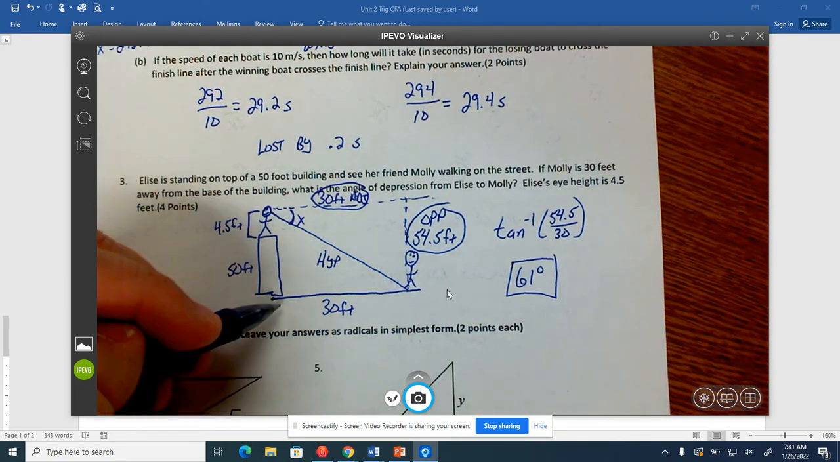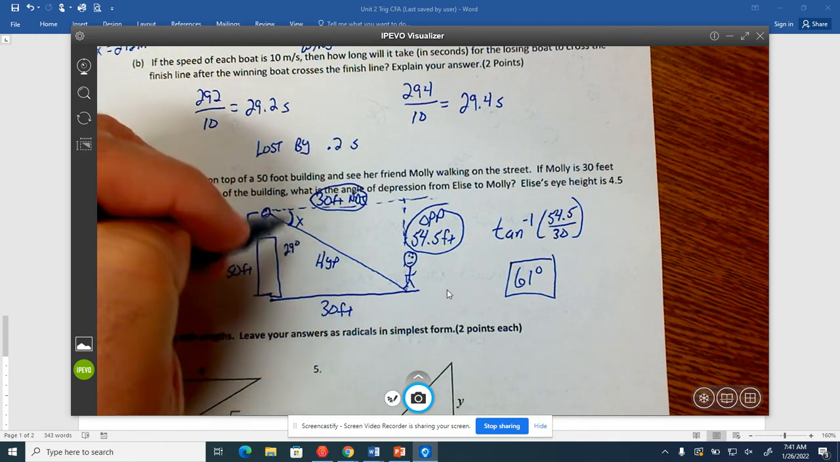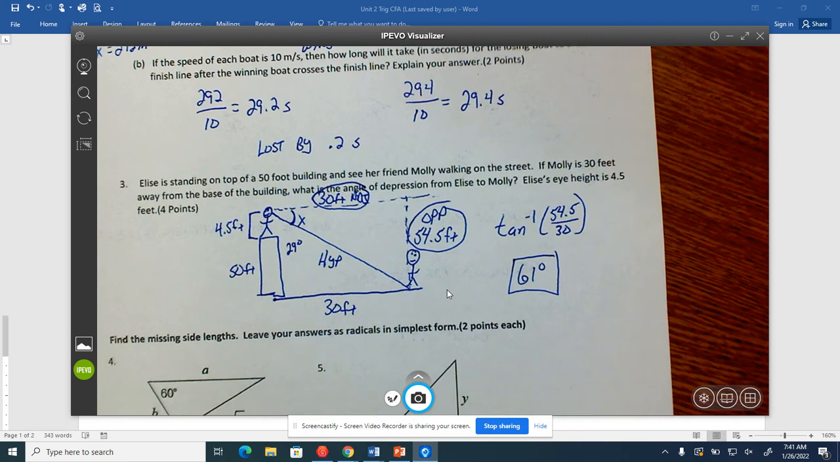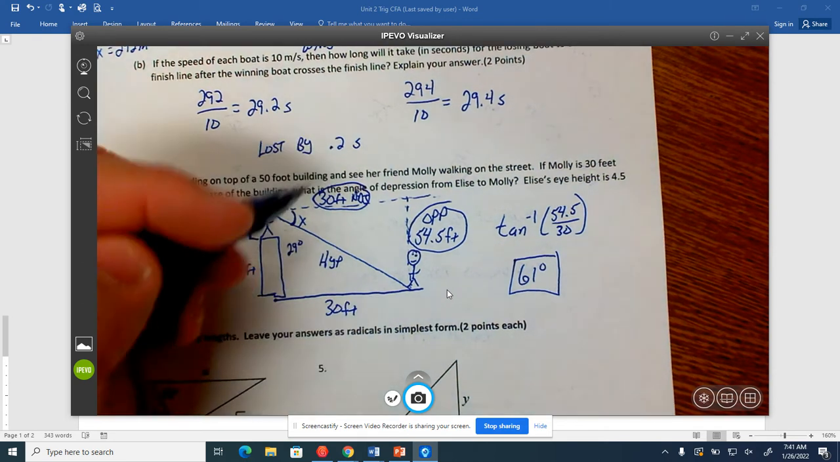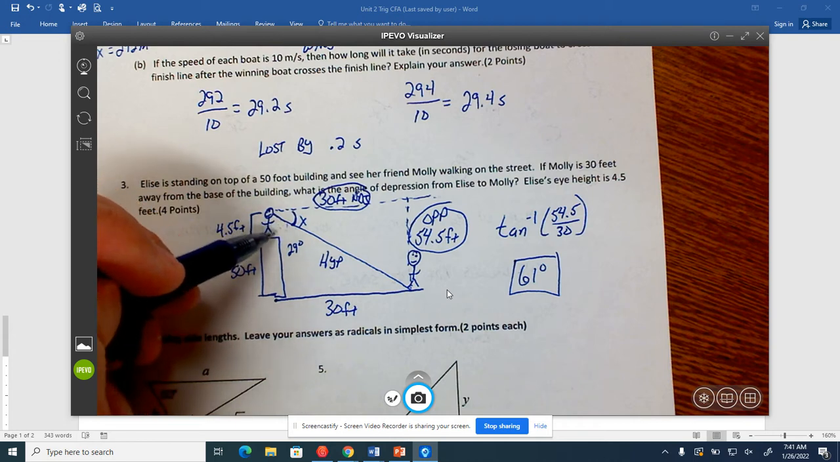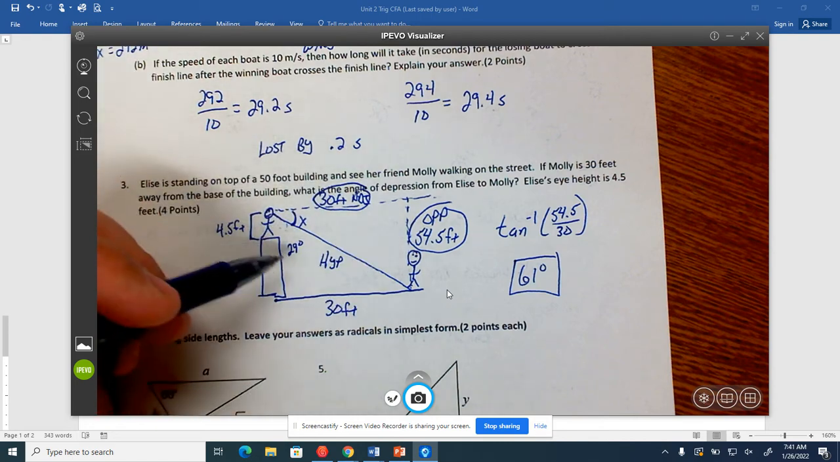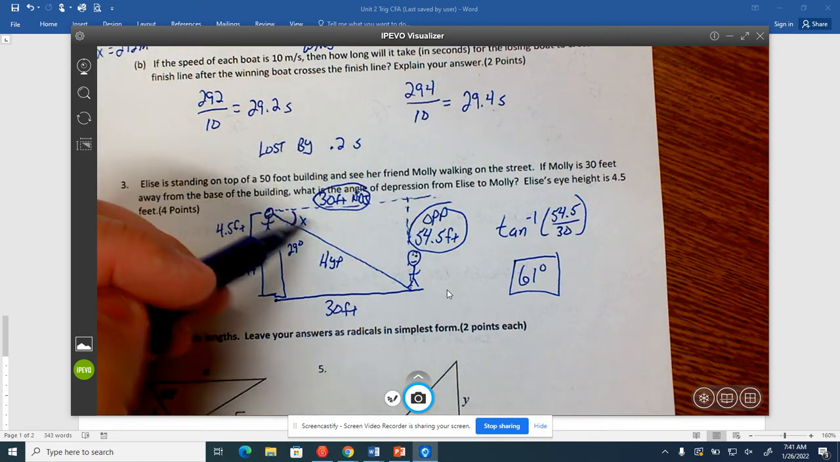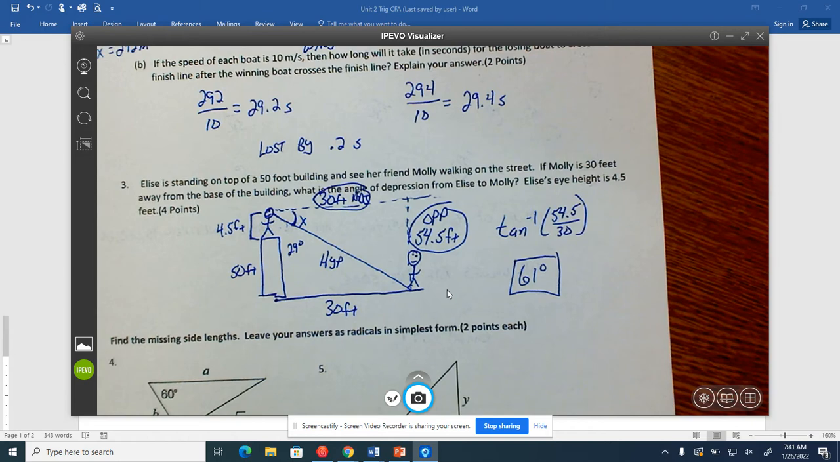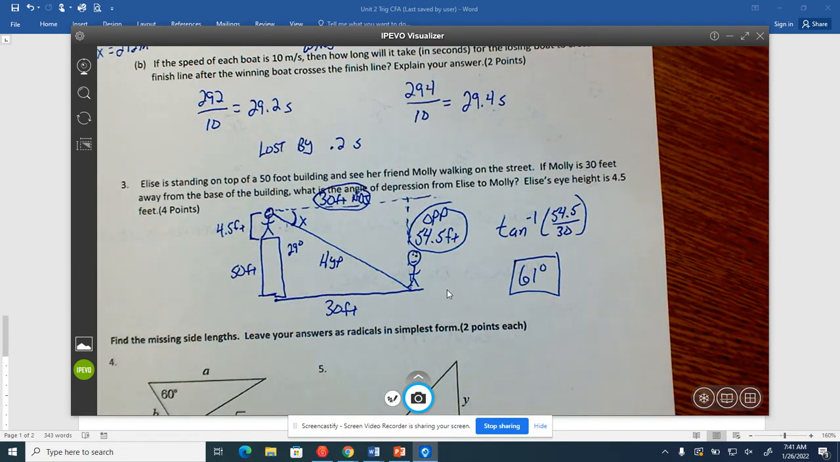Now, if you did this, a lot of you got the answer of 29 degrees. And you still could have gotten the right answer if you knew which angle you're looking for. Because if this angle is 29, both of these angles have to add up to 90 degrees. So some people did that. They subtracted 29 from 90, and you would get 61. Okay, but you have to know which triangle you're using.